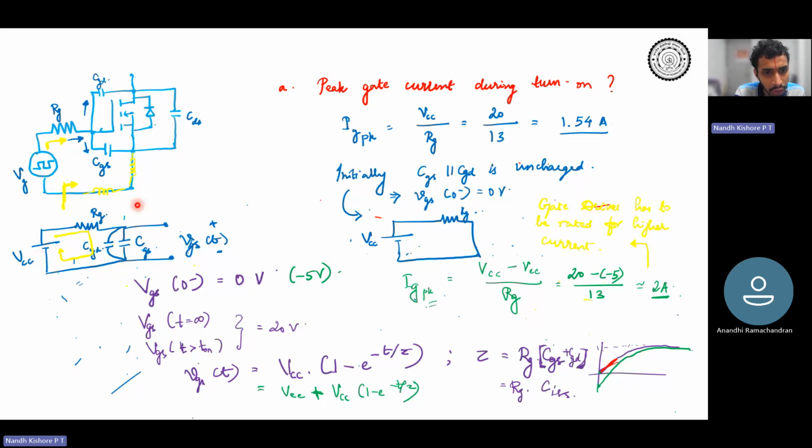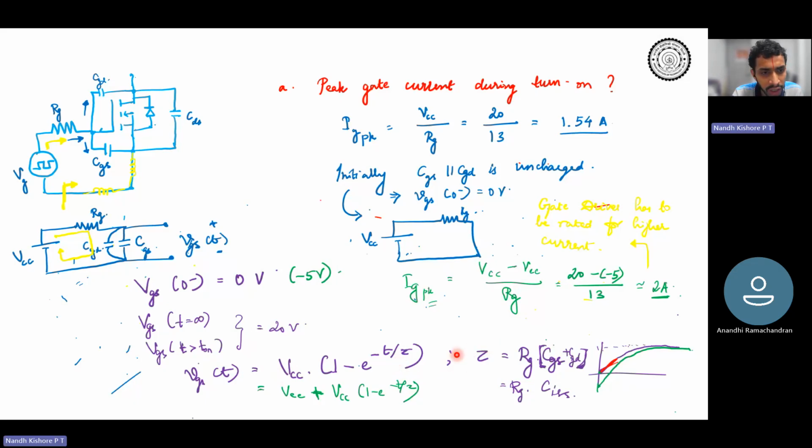The voltage across your gate source capacitance is called VGS. This is VCC, that is the DC supply. Over here you have RG and then you have the capacitance. So it's a simple RC network connected to a DC voltage source, and we know that for such a network, VGS is governed as VCC into 1 minus e power minus t by tau, where tau is your time constant.